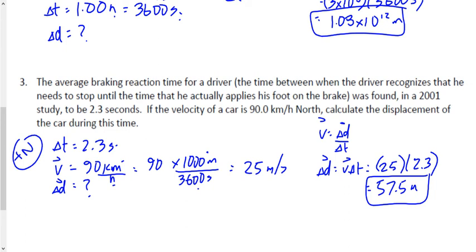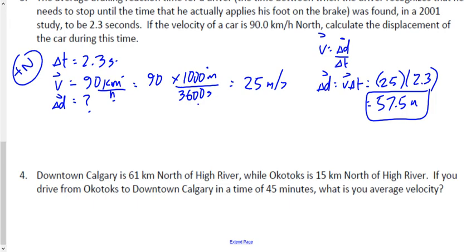So when you wonder, like, why do you have to go so slow in a school zone? Why can't you go 90 in a school zone? Because a kid runs out on the road and you've just traveled 58 meters before you even put your foot on the brake. And then it still takes you a while to stop once you get your foot on the brake, which means it's probably going to be too little too late.